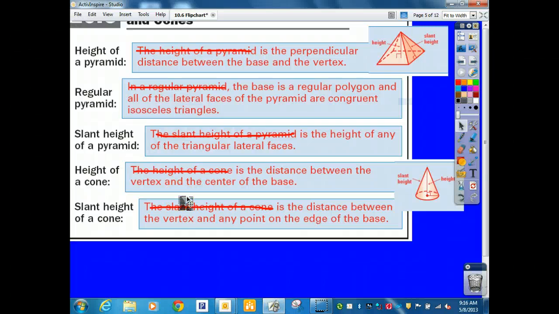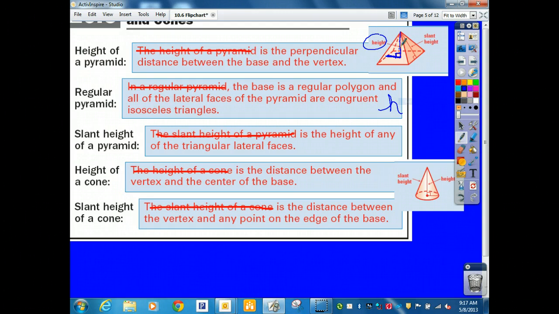10.6, surface area of pyramids and cones. When they talk about the height of a pyramid, the height is the perpendicular distance between the base and the vertex. So right here, here's your height, and it makes an exact 90-degree angle from here out to one of the sides of the base. So in any of your formulas, when it refers to height, usually the letter H, that is the height of your pyramid.